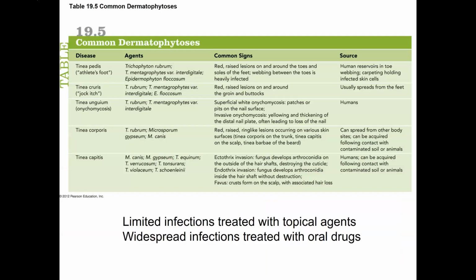This table from your chapter goes through some of those fungal infections. You'll notice that the infection location is what the name of the disease is after. Tinea pedis, athlete's foot, but it could be caused by the same organism that causes jock itch or ringworm, which is Tinea corporis. So it's named for the spot on skin that you find in the fungal infection, but the agents can actually be the same.